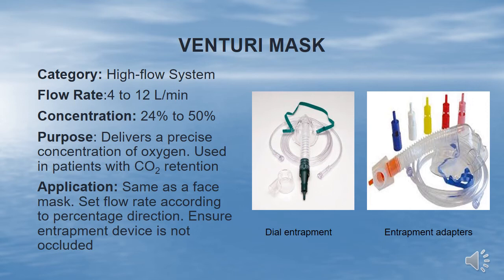Venturi masks deliver a precise concentration of oxygen and are intended to be used for patients with CO2 retention, such as those with COPD. It allows a low concentration of oxygen to be delivered with minimal CO2 buildup. Typically, the percentage settings are 24, 28, 31, 40, and 50%. The nurse should ensure the air entrapment device is not occluded.